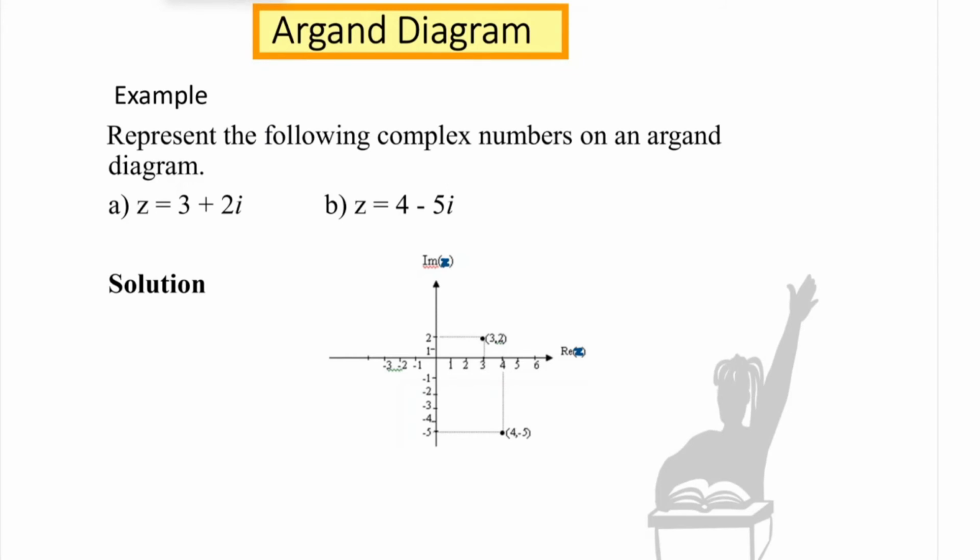Argand diagram. Complex number can be represented on Argand diagram. X-axis for real part, Y-axis for imaginary part. For example, z equal to 3 + 2i, we can get like this. z equal to 4 - 5i, we can draw like this.